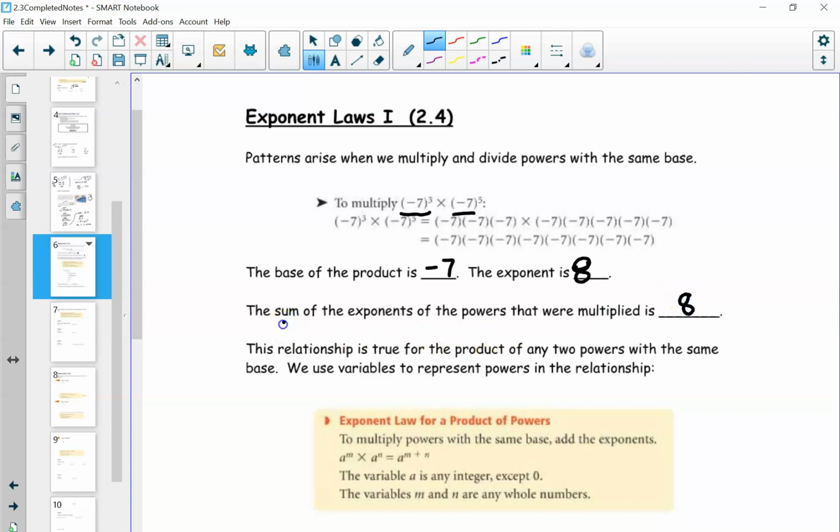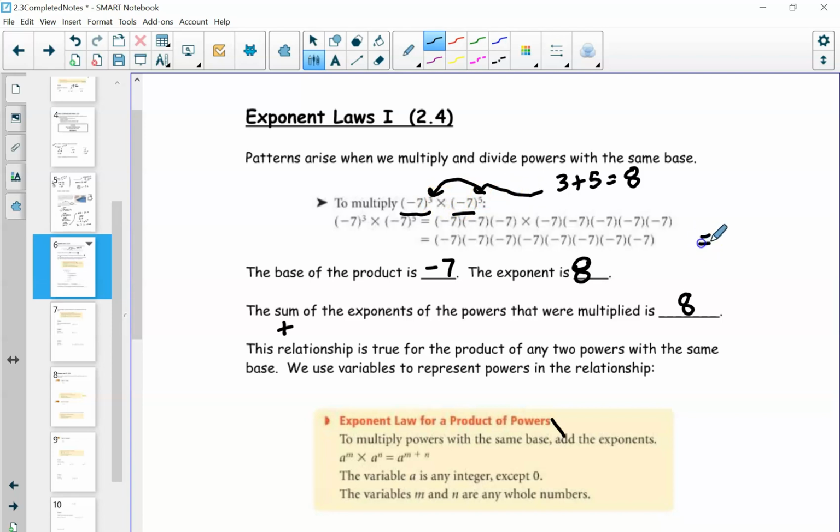Sum is addition. Look at the number of -7s. There's 8 of them. But look at our original question. We've got a 3 here, and we've got a 5 there. So if we look at our exponents when it comes to multiplication, we get the right answer by adding them. That makes it so much easier to find the answer. Instead of doing all the multiplication the long way, we could just look and say, if this is -7 and this is -7, and it's multiplication, all we need to do is add the two exponents. 3 plus 5 equals 8, and we can jump right to the final answer.